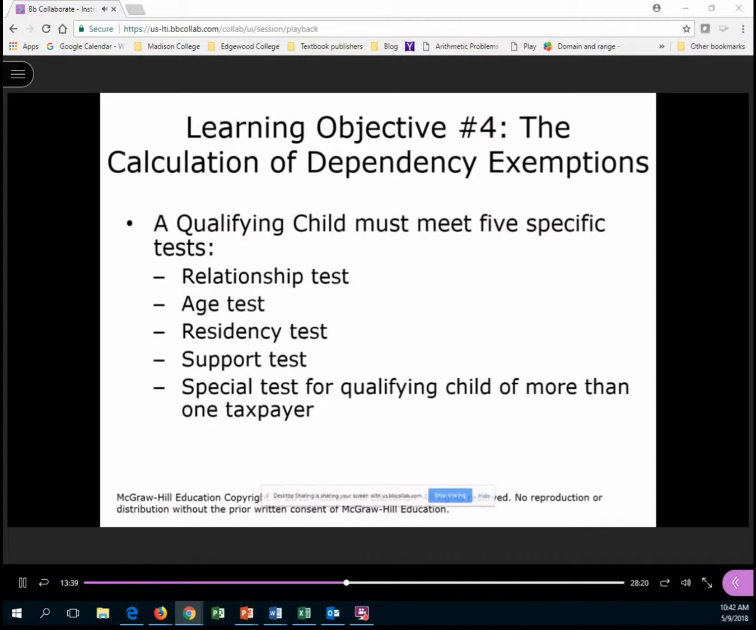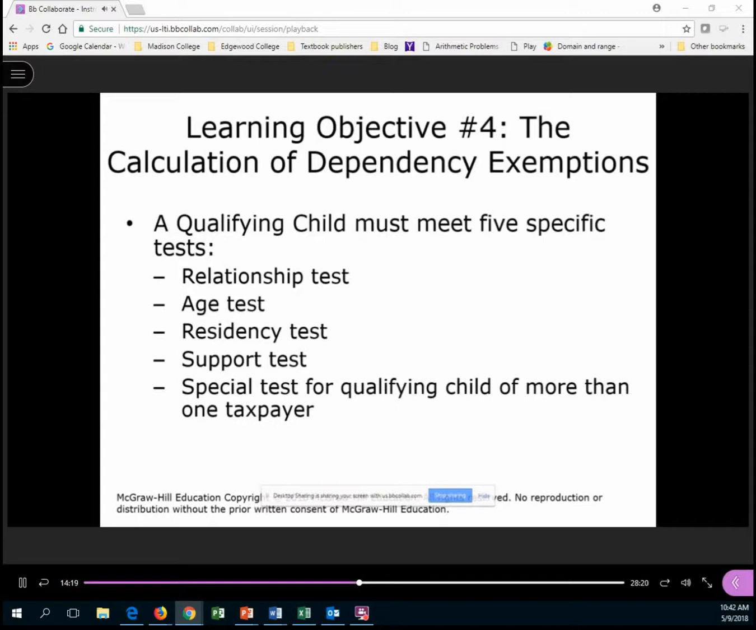So what is a qualifying child? These are the tests: the relationship test, age, residency, support, and a special test for a qualifying child of more than one taxpayer. That last one is interesting. If a child is being supported by several people, those who are providing support greater than 10% may be able to claim the dependency exemption. But there must be agreement, and there must be disclosure of all of the parties who are providing support for a child. I suggest you review these tests in detail in the text.